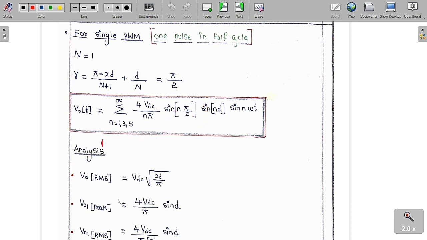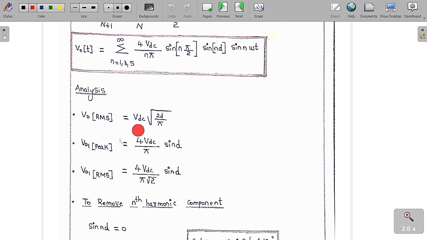So now we are going to do the analysis of this voltage waveform. We are going to do some more analysis. V0 RMS is equal to VDC times the square root of the pulse width over the half cycle. In a given half cycle the pulse width is 2d, so 2d by π. Therefore V0 RMS is equal to VDC times the square root of 2d/π.